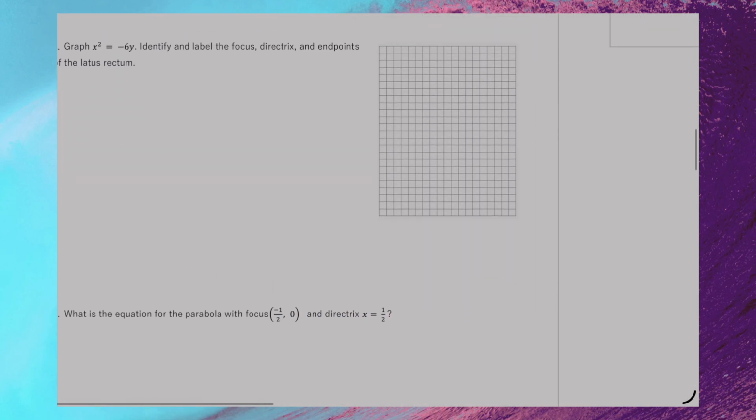Let's move on. Graph x squared equals negative 6y. Identify and label the focus, the directrix, and the endpoints of the latus rectum. And obviously, we're going to identify the vertex also. And in this case, it's 0, 0. Okay? The form is x minus h squared equals 4p times, in this case, y minus k. hk is the vertex. So for us, that's 0, 0. Okay?